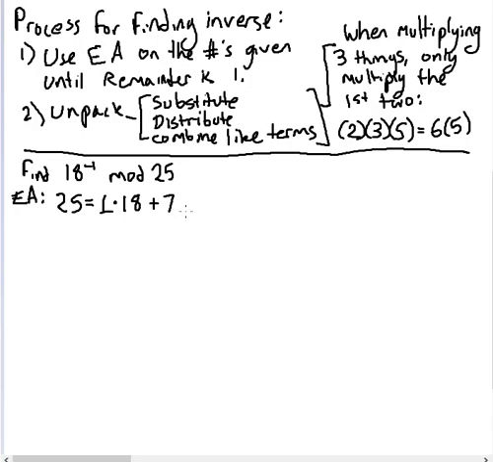Okay. And now we're going to do the same thing with 18 and 7. 18 is what times 7 plus what? So 2 times 7 plus 4. And now we're going to do it with 7 and 4.